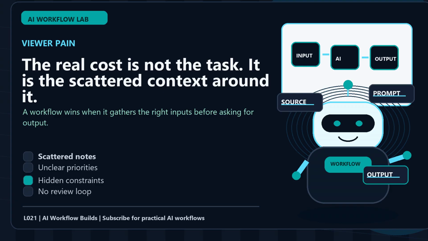It starts by naming the inputs. What does the assistant need to know? What should it ignore? What counts as a good result? What should be reviewed by a human before anything gets published, sent, bought, or automated? Those questions turn a weak AI interaction into a reusable operating system.